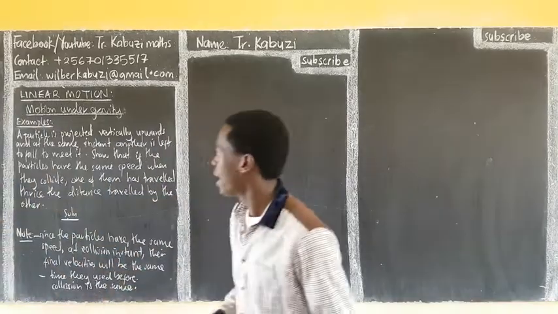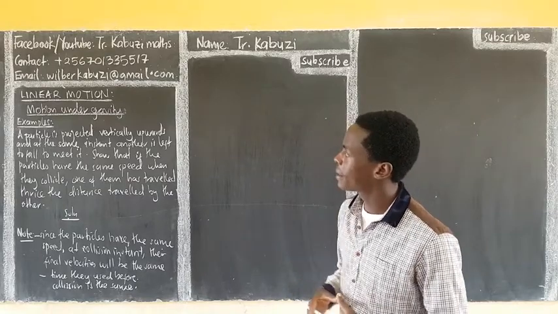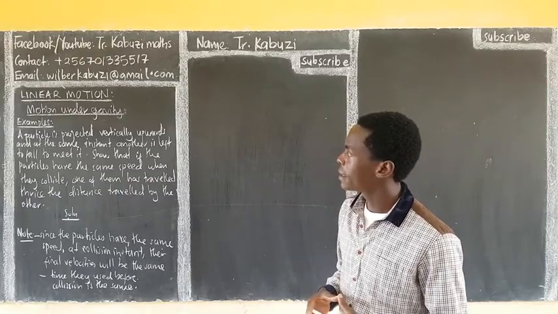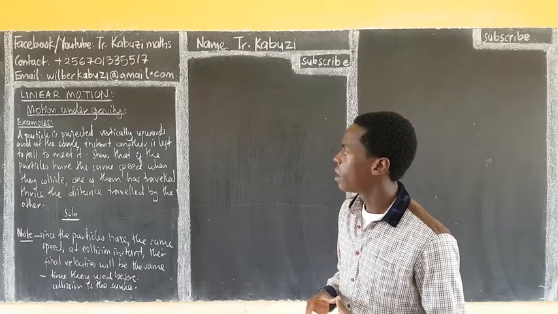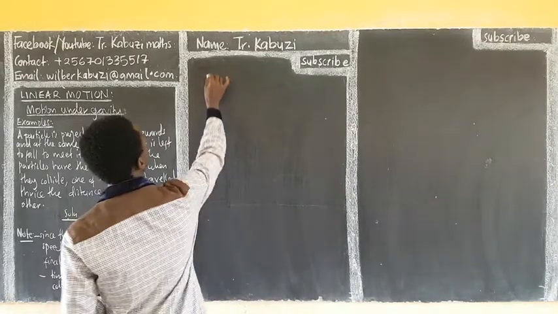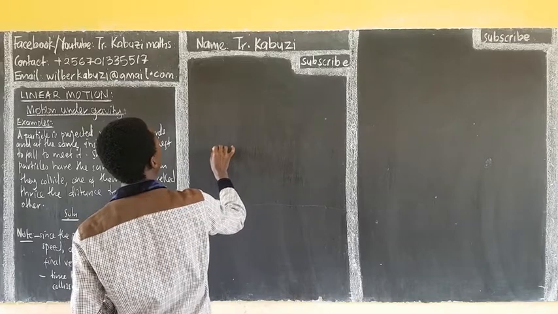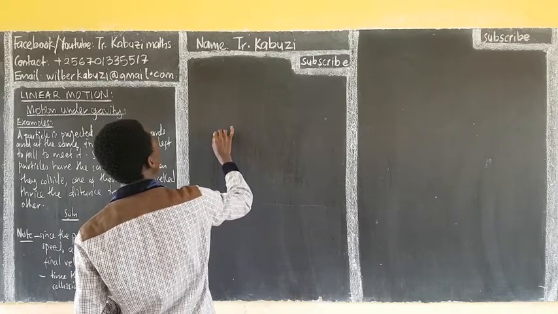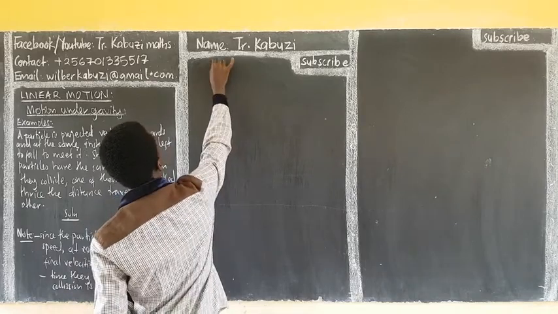Okay, so let us see how you go about this question. Still is motion under gravity. It says a particle is projected vertically upwards, and at the same instant another is left to fall to meet it. So what we have is the first particle, which is projected upwards like this. So it is going there. Then another one is left to fall.